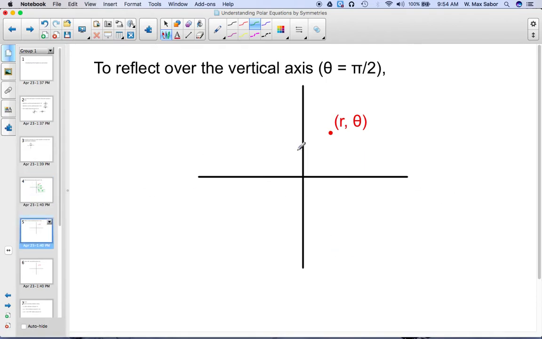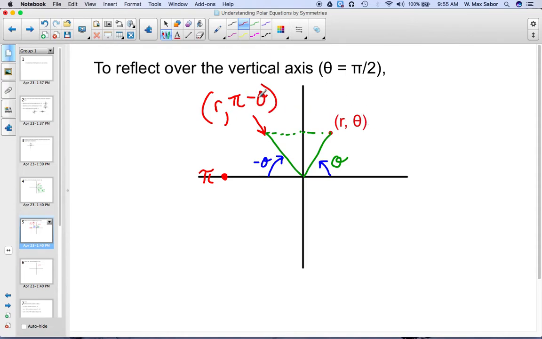To reflect over the vertical axis, this is being reflected over this way. Here's theta, and this angle is also going to be negative theta. We know that over here the angle is pi. So this location is (r, pi minus theta). So we can replace theta with pi minus theta, and that would reflect over the vertical axis.